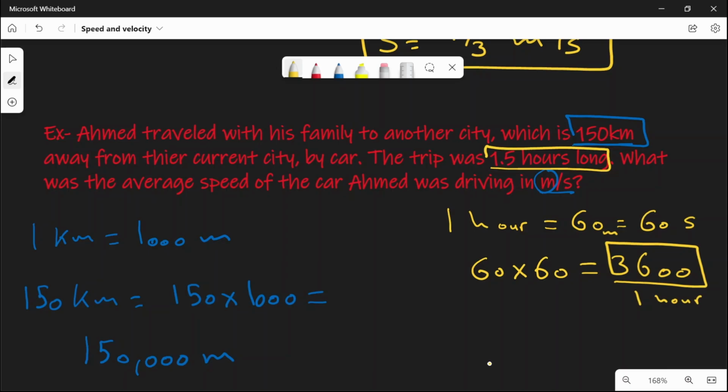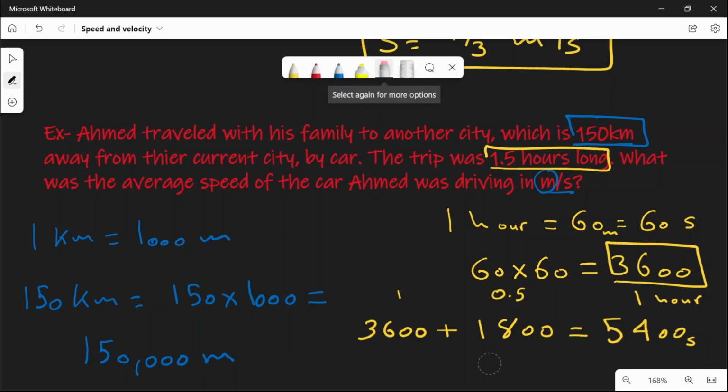The half of 3,600 is 1,800, and we will add 1,800 to 3,600 because 3,600 seconds is equal to 1 hour and 1,800 seconds is equal to 0.5 hours. So 3,600 plus 1,800 is equal to 5,400 seconds.